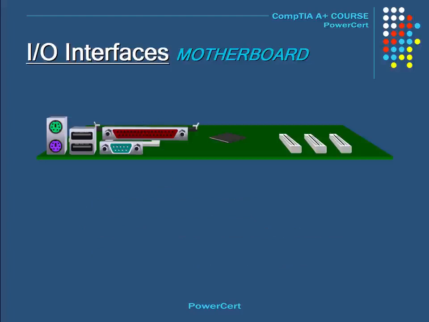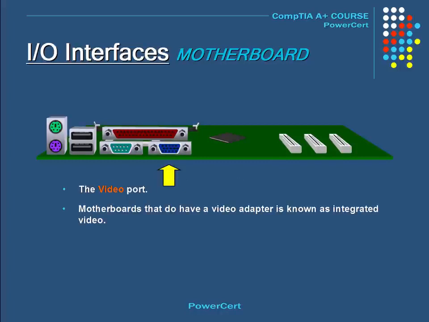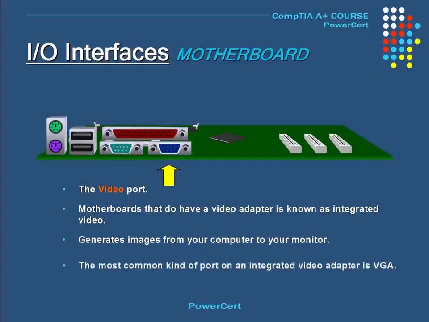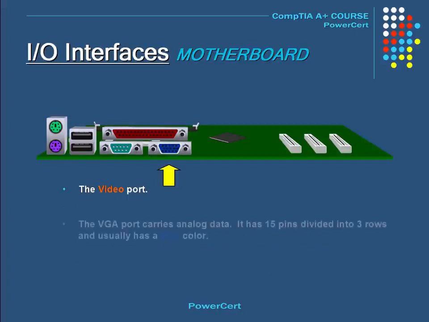A video adapter is another interface that could appear on the motherboard. Now I say it could appear because some motherboards have a video adapter and some don't. But the motherboards that do have a video adapter, this is known as integrated video, because the video adapter and the motherboard are essentially one unit. The video adapter is what generates images from your computer to your monitor. The most common kind of port on an integrated video adapter is VGA, which stands for Video Graphics Array. The VGA port carries analog data. It has 15 pins divided into 3 rows and usually has a blue color.